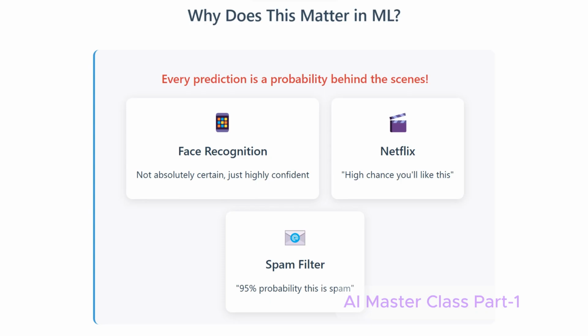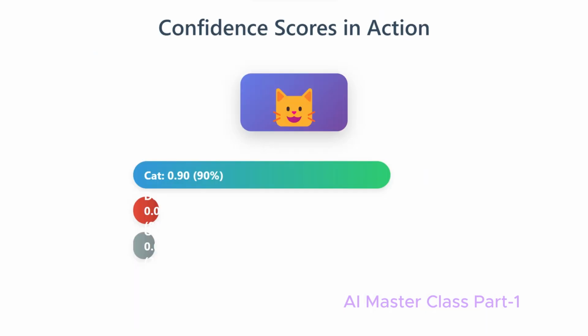Even simple spam filters don't say this email is spam for sure. They say something like there is 95% probability that this is spam. All these systems work on something called confidence score. So for example, if we give a picture of a cat to a classifier, the output it will generate will be numbers like 0.9 for cat, 0.08 for dog, 0.02 for other. Those numbers are nothing but probability.